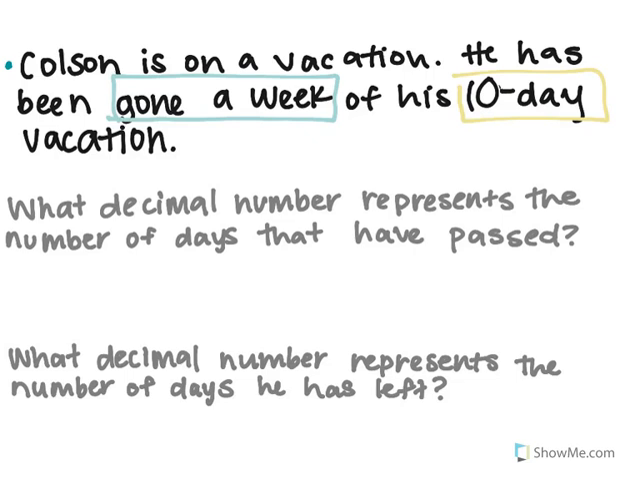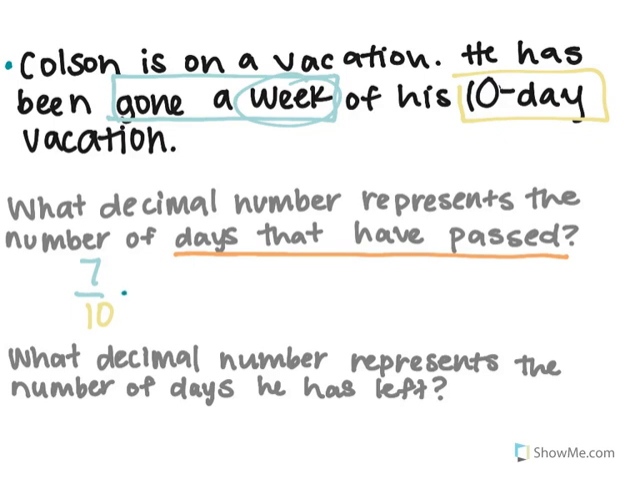So the question says, what decimal represents the number of days that have passed? So I want to know how many days he has already been gone. So I know he's been gone a week. How long is a week, boys and girls? 7. So then my denominator would be how many days are in his whole vacation, which is 10. He's been gone 7 out of the 10 days.